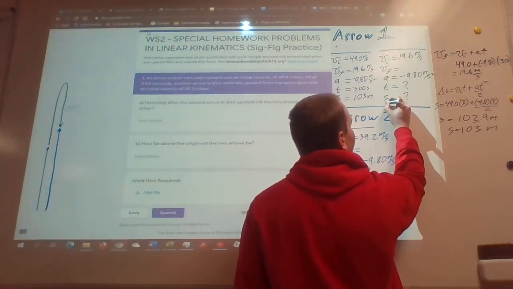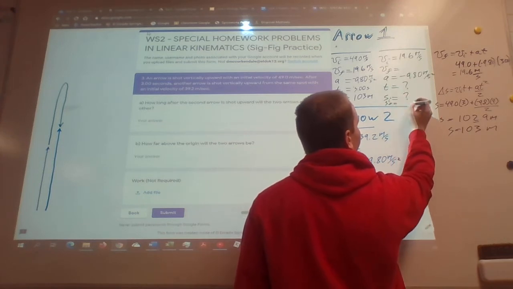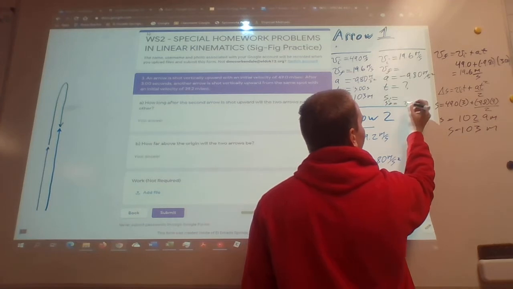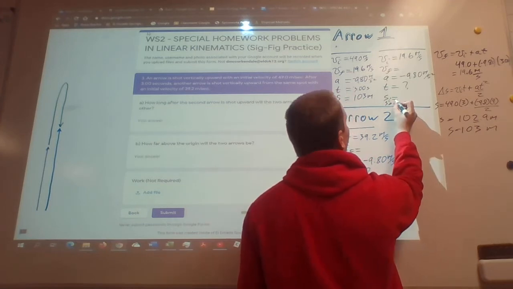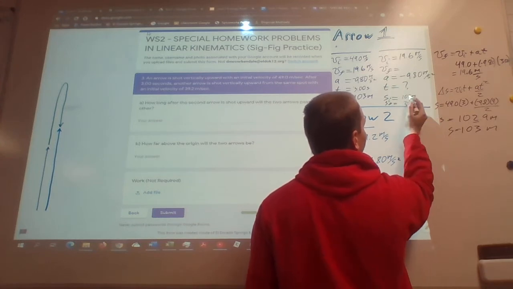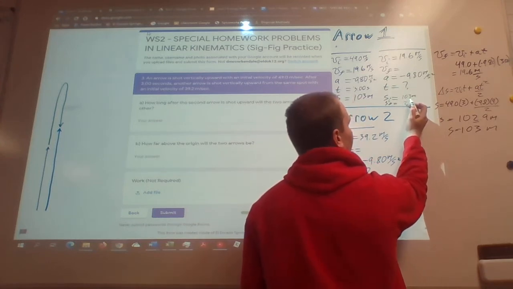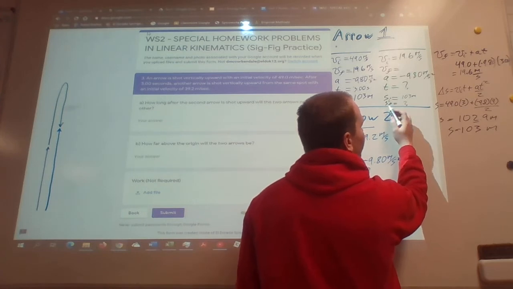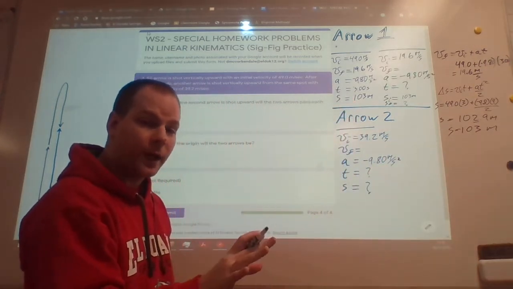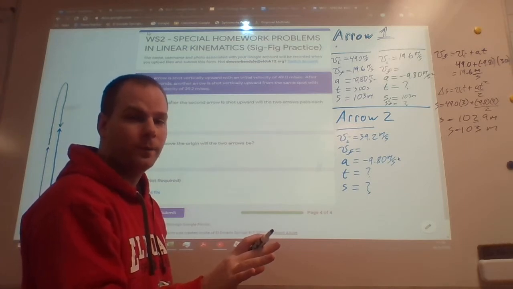SI, and I'm going to add SF down here. We actually know SI. We know the current height of this arrow. We know that it's at 103 meters relative to the ground. We do not know where it will be when they meet. And this is the trick to solving this problem.